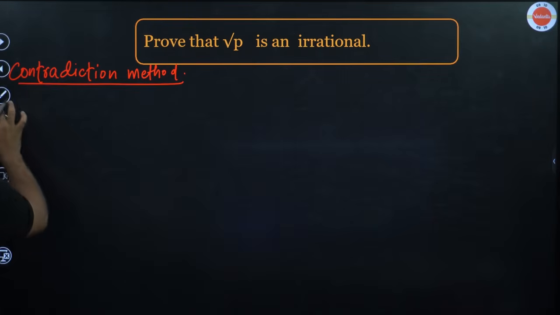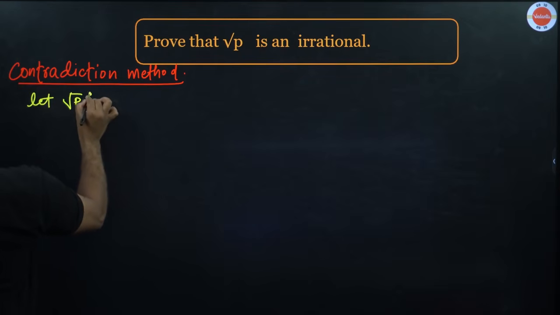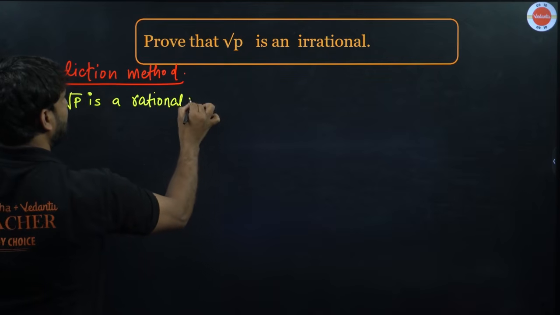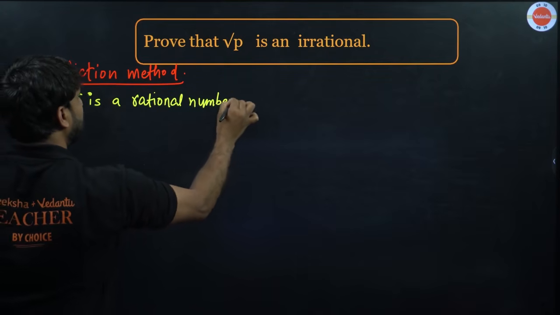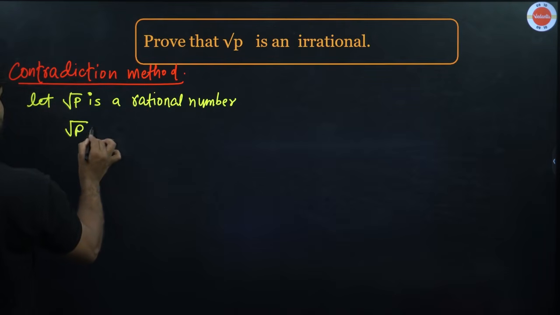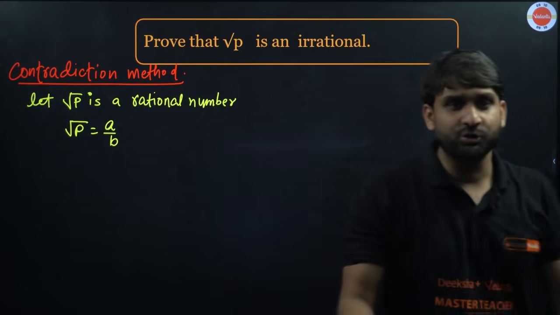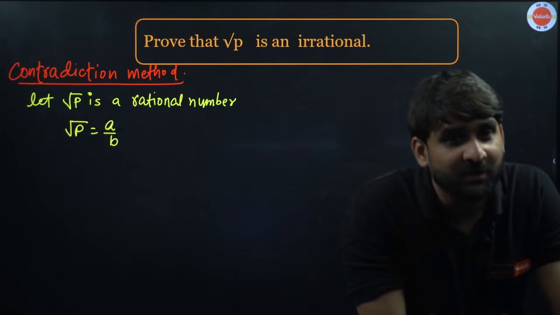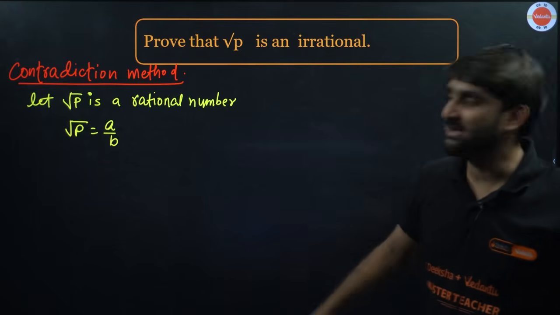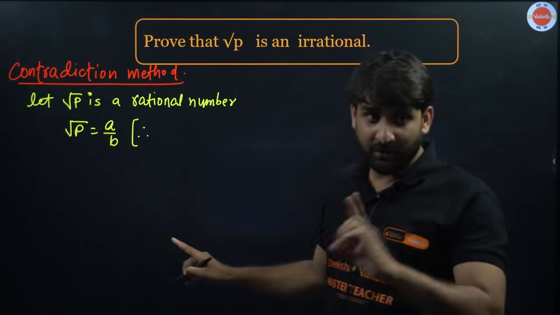So let's solve this question. So let's assume root P is a rational number. So if root P is a rational number, it means that root P can be written as a by b. If anything is a rational number, it can be represented in the form of p by q. But we cannot take p and q here because the given number is itself in the form of p. That's why I'm taking here a by b.